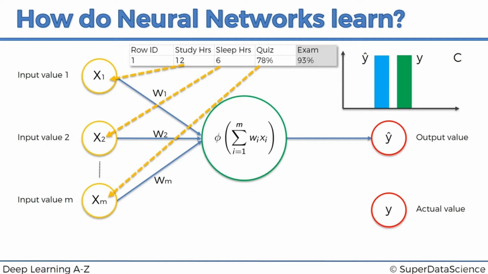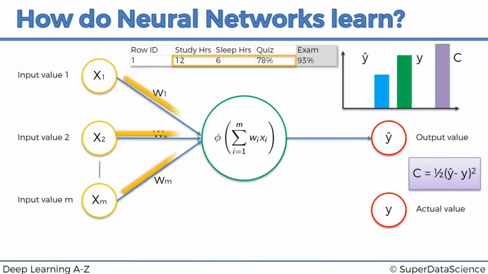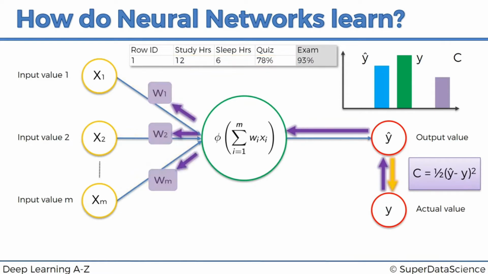And in the exam, the 93%, that's the actual value. So that's y. So we feed these three values into our neural network again for the second time now. And then we're going to be comparing the result to y. So let's see how this works. We feed these values into the neural network. Everything gets adjusted, and weights get adjusted.